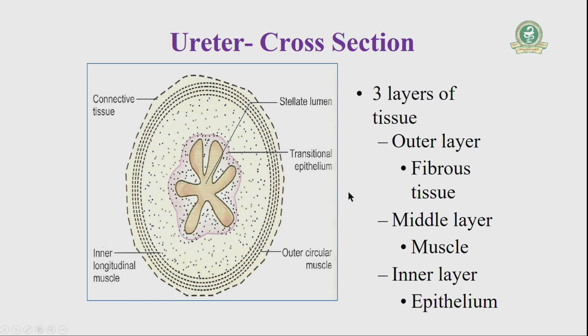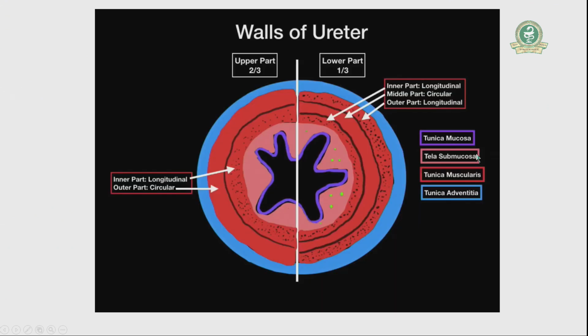Ureter cross-section. The ureter has 3 layers: the outer fibrous layer, the middle muscular layer, and the inner epithelial layer. The muscle layer includes 3 fibers: inner longitudinal muscle, middle circular muscle, and outer longitudinal fibers.